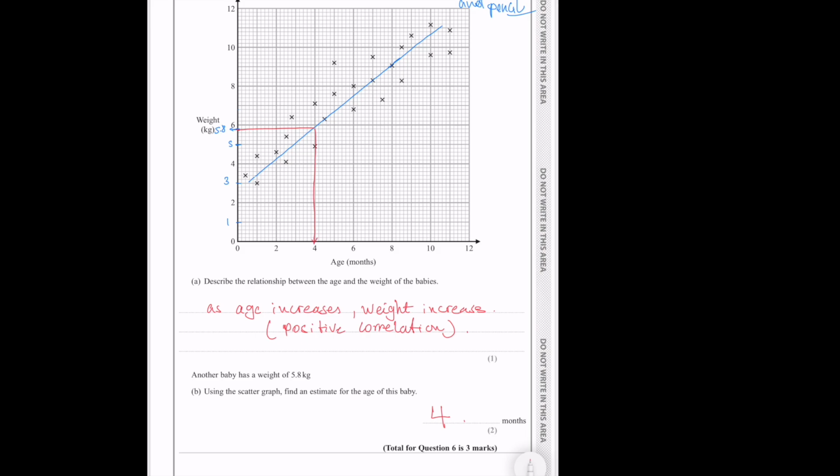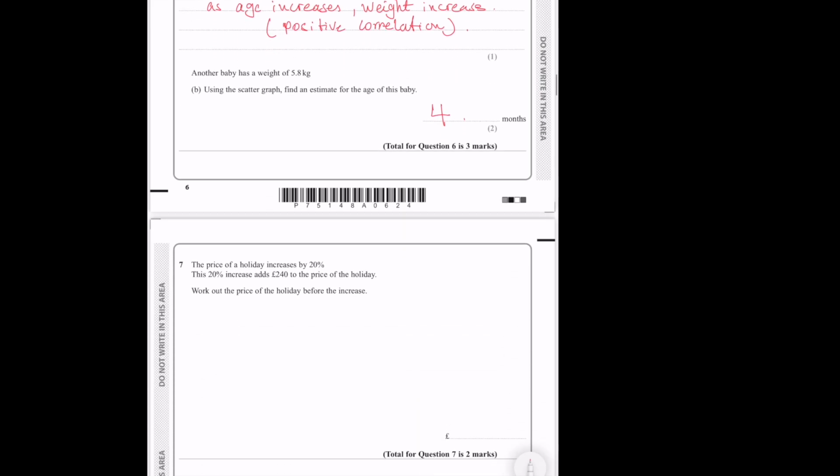You may be asking, must the answer be 4 only? No. In this example, they have a range of correct answers. So it depends on your line of best fit. But if you got something between 3.8 and 4.4, I think your answer should be correct. Yeah, accepted. Right, move on to question 7.